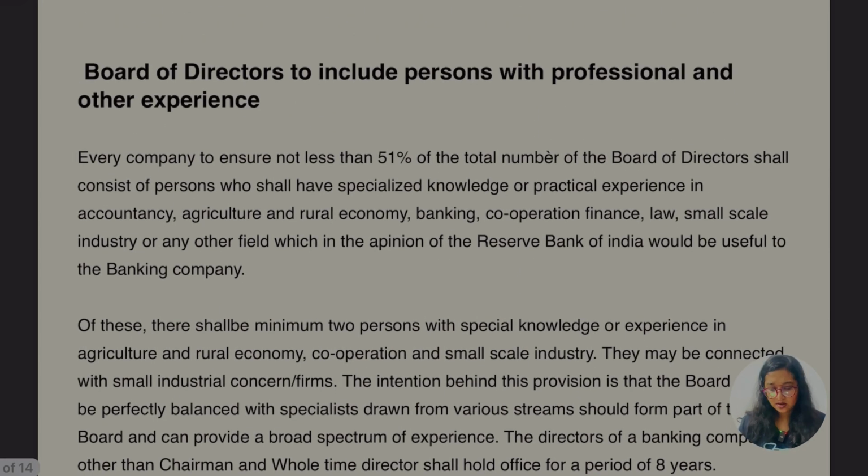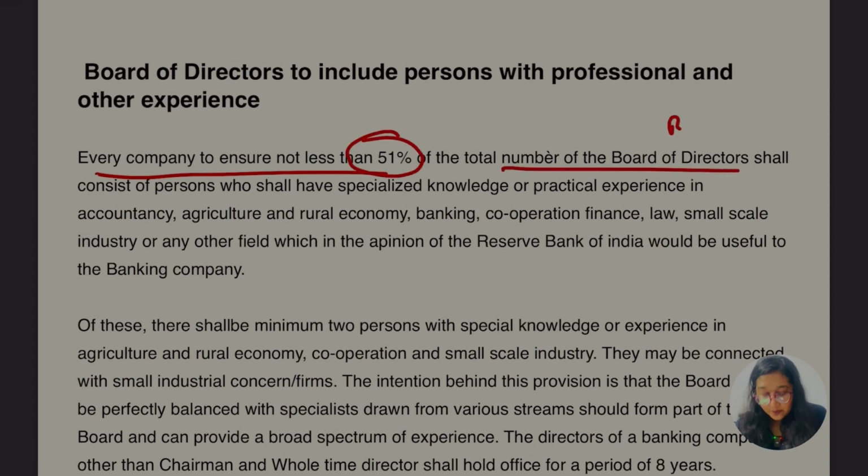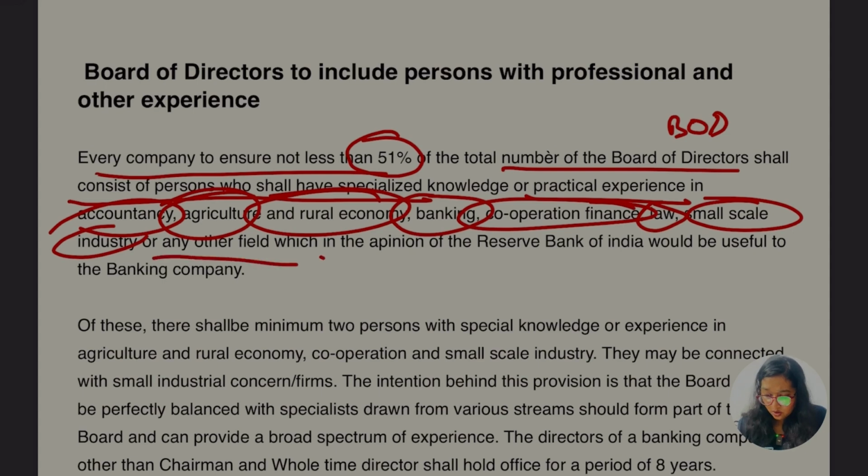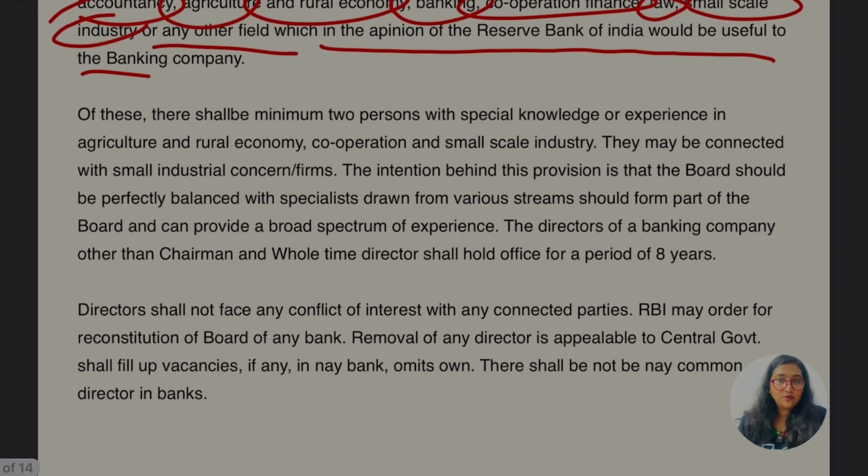इतनी बात समझ में आ गई ना. This is what is written here. So every company has to ensure not less than 51% of total number of board of director shall consist of persons who shall have specialized knowledge or practical experience in accountancy, agriculture, rural economy, banking, cooperative finance, law, small scale industry or any other field which in the opinion of Reserve Bank of India would be useful for the banking company. इतनी बात easy है.